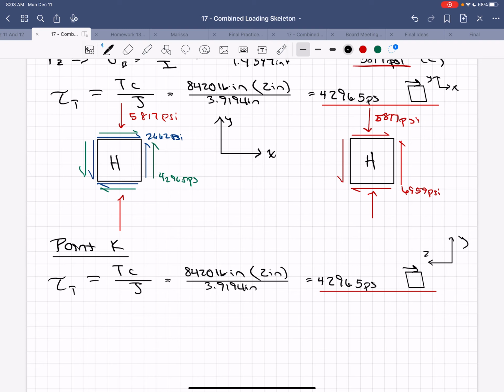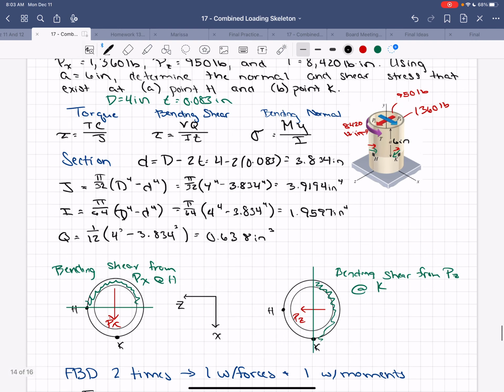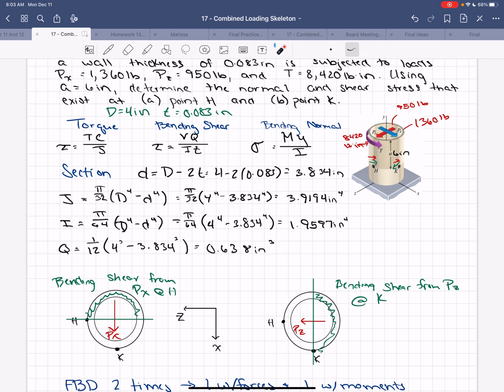Okay, so we're going to have a bending normal stress and a bending shear stress. The bending normal stress will come from Px. It'll put K in compression. The bending shear stress will come from Pz. So that, I drew this wrong. Okay, that'll be this green arrow. So the red arrow was from torsion. The green arrow is the bending shear stress from PZ.